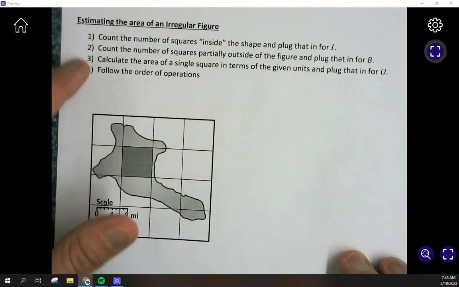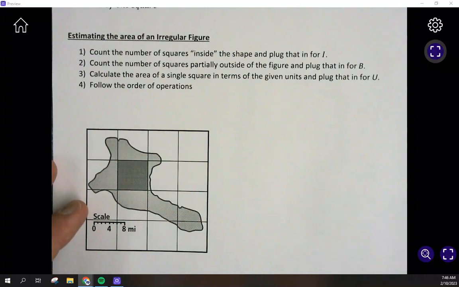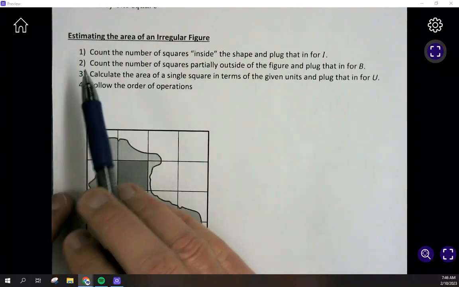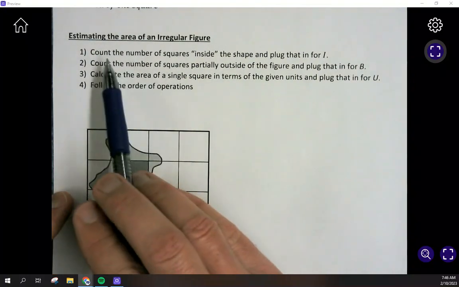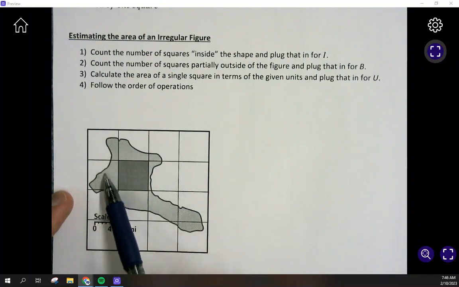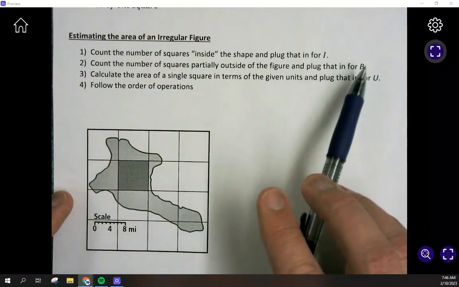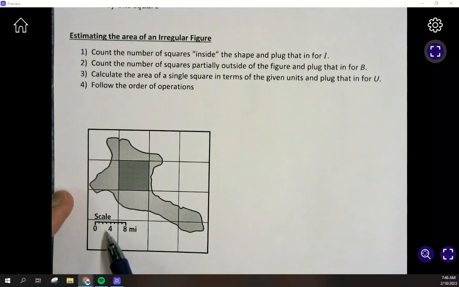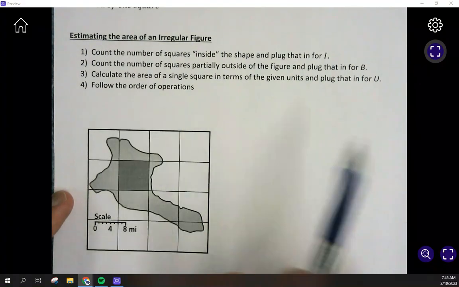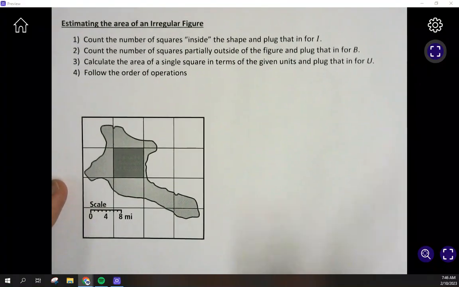Okay, so I basically explained what these directions here say. We're going to count the squares on the inside. We're going to count the ones that are partially outside. We're going to call those B for boundary. We'll figure out what's the area of a square, and then we will run that formula all the way through.